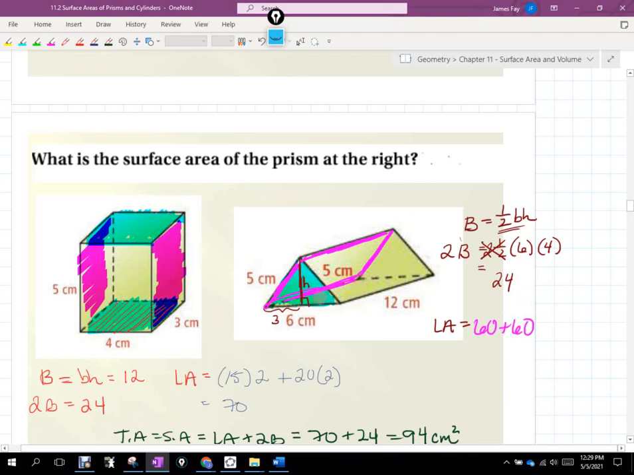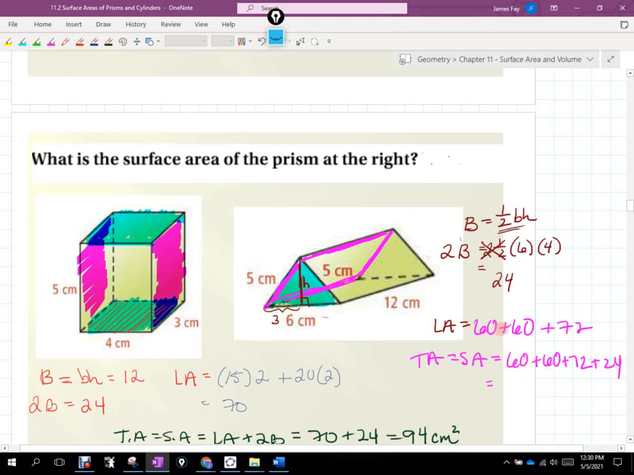And now what is the bottom rectangle going to be? It's 6 by 12, so it's going to be 72, right? So my total surface area is going to be 60 plus 60 plus 72 plus 24. What's that work out to be? That's 96 there, right? This would be, what, 120?